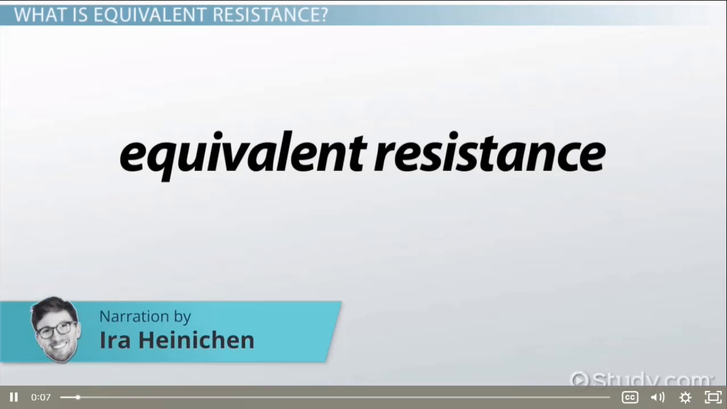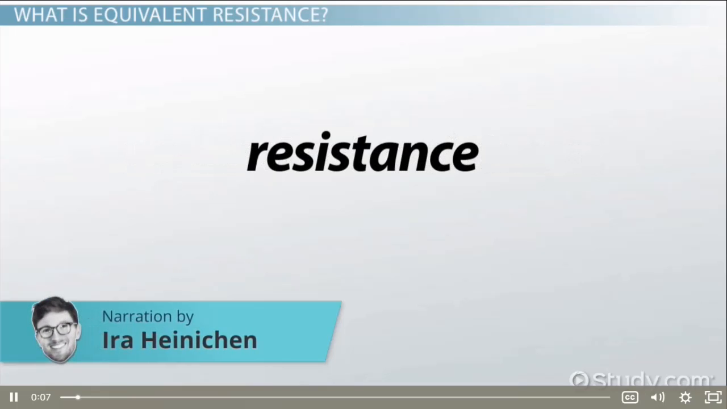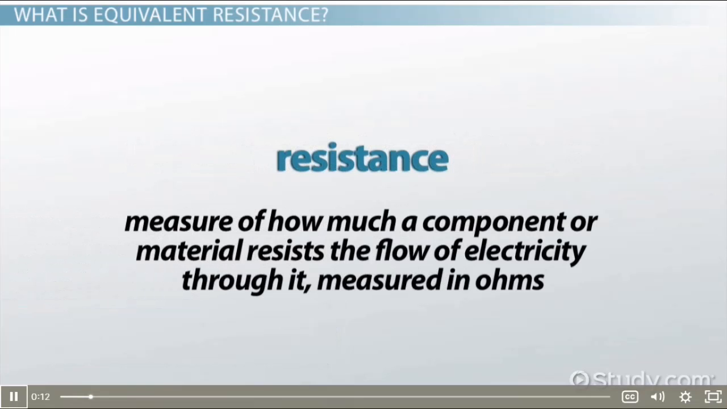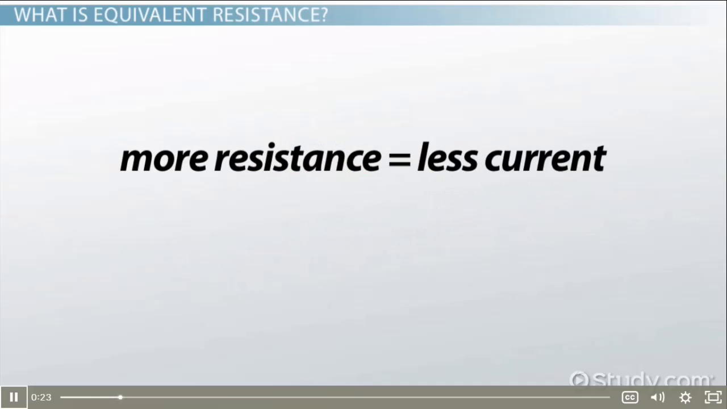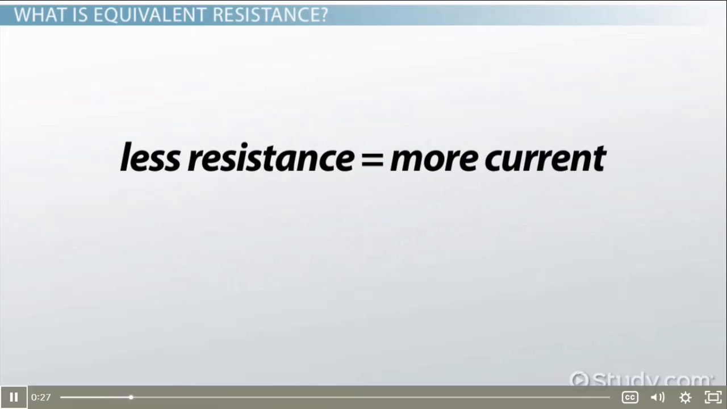We should first define resistance itself. Resistance is a measure of how much a component or material resists the flow of electricity through it, measured in ohms. It's inversely proportional to current. More resistance means less current will flow. Less resistance means more current will flow.